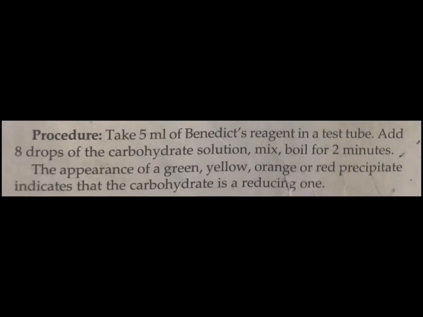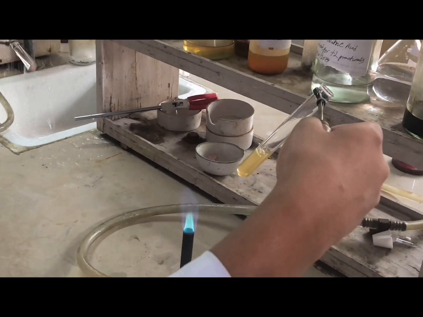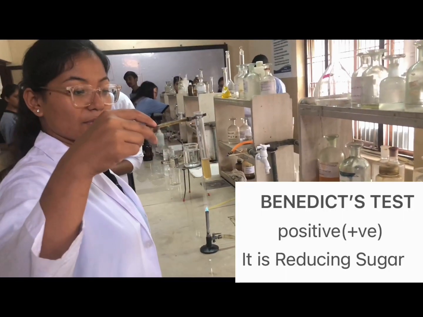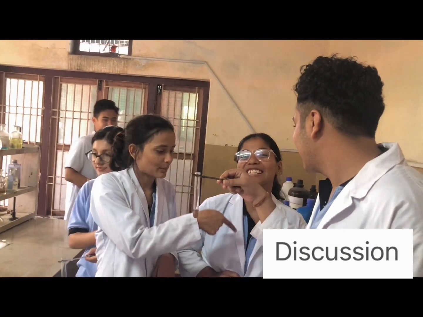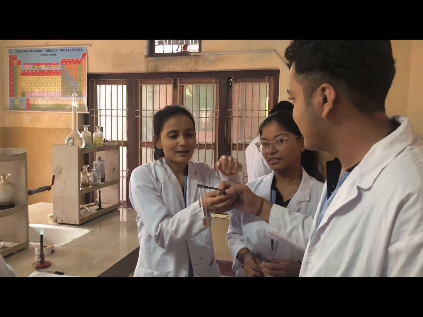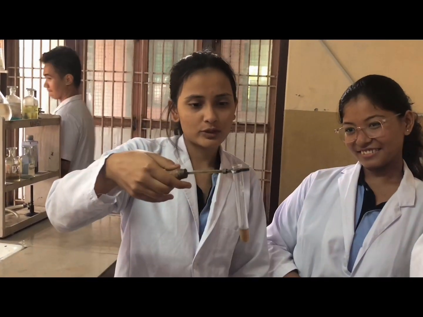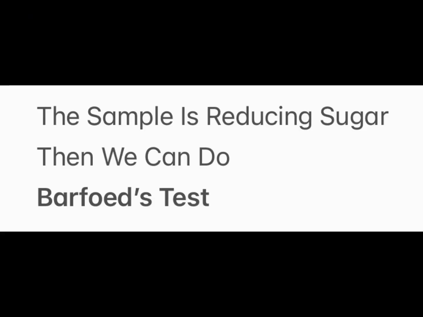Here you can see the procedure for the Benedict test. Take 5 ml Benedict reagent in a test tube, add 8 drops of carbohydrate solution, mix it and boil for 2 minutes. Appearance of green, yellow, orange, red precipitate indicates that the carbohydrate is a reducing sugar. We observe yellowish color, the sample is a reducing sugar.